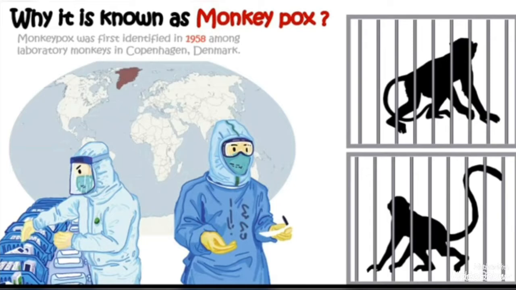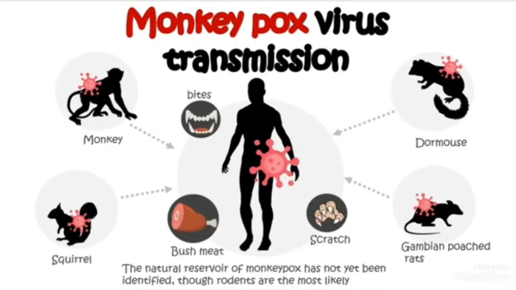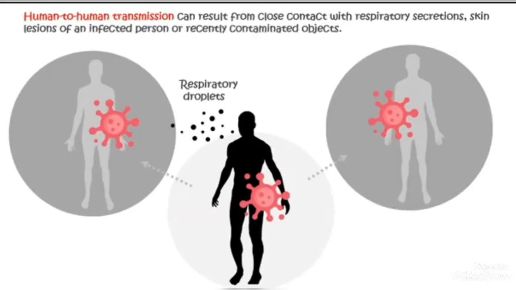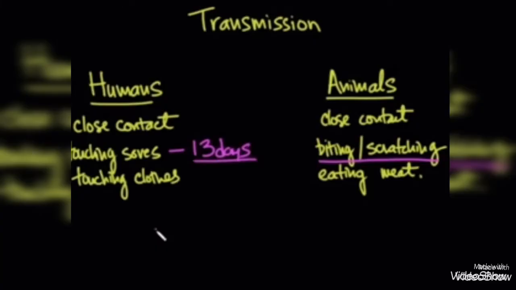Now let us talk about its transmission. There are two ways of transmission. Number one, animal to human, and number two, human to human. The animal to human is the main route of transmission. That's why it's called a zoonotic disease. And the possible ways are by bites, scratches, raw meat ingestion from an infected animal like monkeys, squirrels, and rodents. And similarly, from human to human, it transmits through respiratory droplets, or through broken skin if it comes in contact with the infected person's secretion or infected objects.